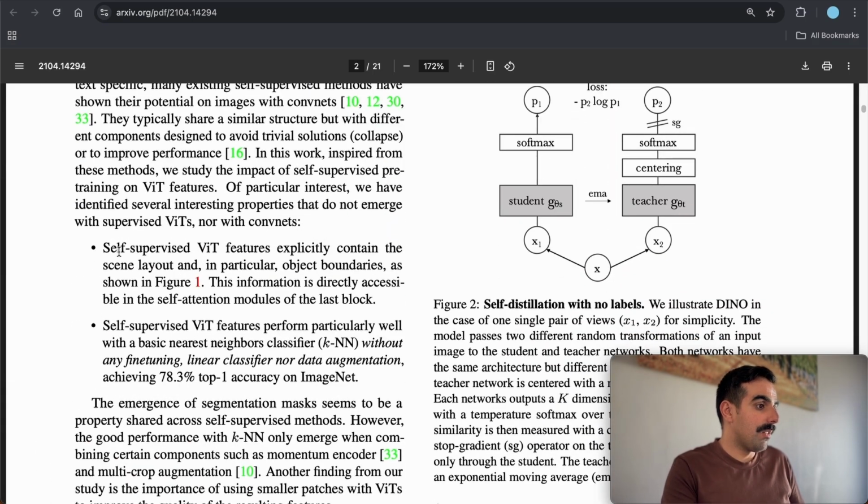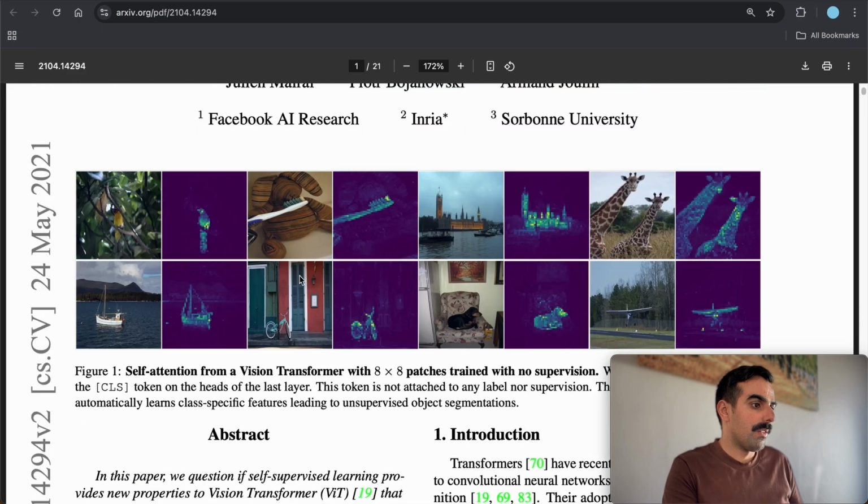They are saying that self-supervised ViT features explicitly contain the scene layout and, in particular, object boundaries, as shown in Figure 1. This information is directly accessible in self-attention modules in the last block. So they are talking about these boundaries. They didn't provide any labels to train the vision transformer; they just used the self-supervised architecture, and they end up with these attention maps.